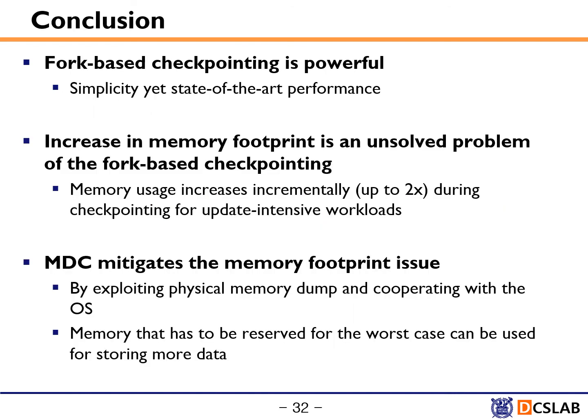To conclude, fork-based checkpointing is powerful due to its simplicity yet state-of-the-art performance. However, the increase in memory footprint is an unsolved problem of fork-based checkpointing. To address this, we have presented MDC, exploiting physical memory dump with the help of the OS. Our results show that our scheme can effectively mitigate the memory footprint issue so that memory that has to be reserved for the worst case can be used for storing more data.